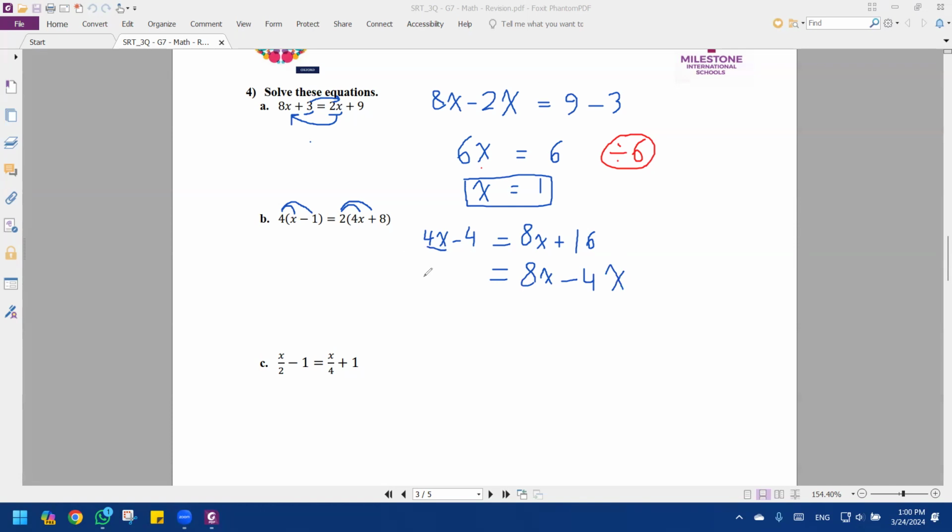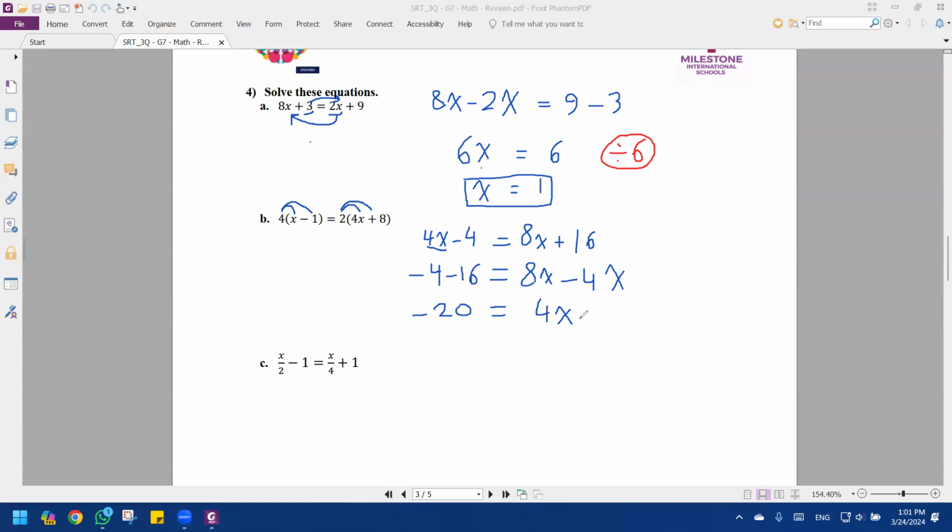On the left side, I already have minus 4. And then that plus 16 will go to the left, will be minus 16. We simplify. 8x minus 4x is 4x. Then minus 4 minus 16. They have the same sign, so we add them. 20. Take the sign of the bigger one, minus 20.